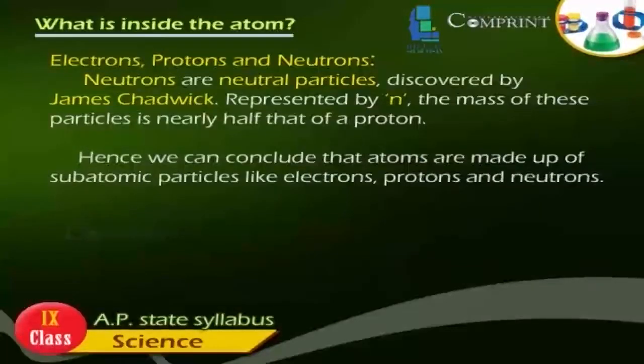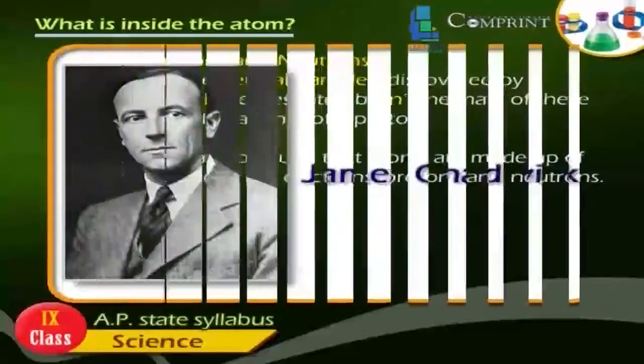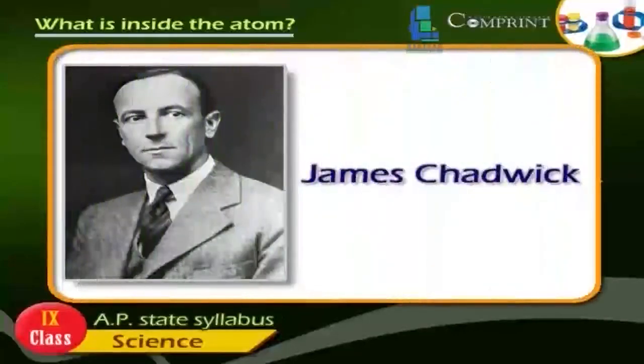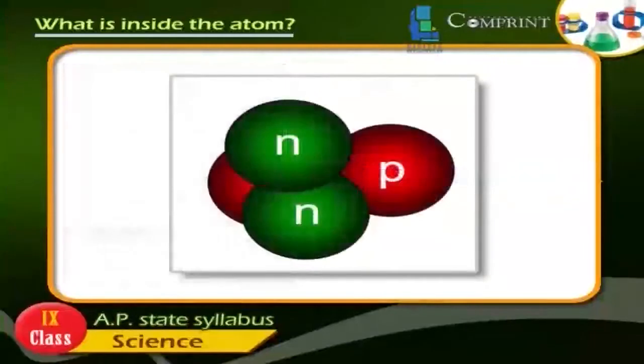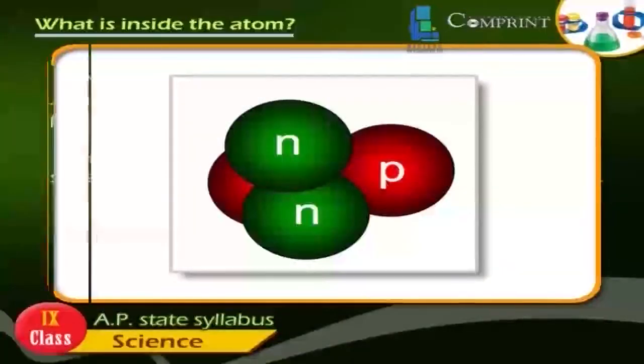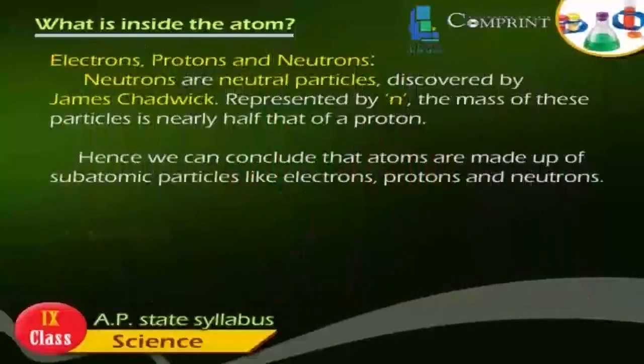Neutrons are neutral particles discovered by James Chadwick, represented by n. The mass of these particles is nearly equal to that of a proton. Hence, we can conclude that atoms are made up of subatomic particles like electrons, protons and neutrons.